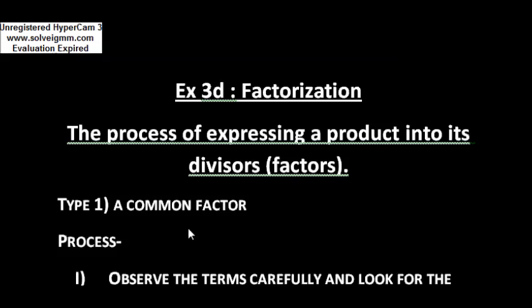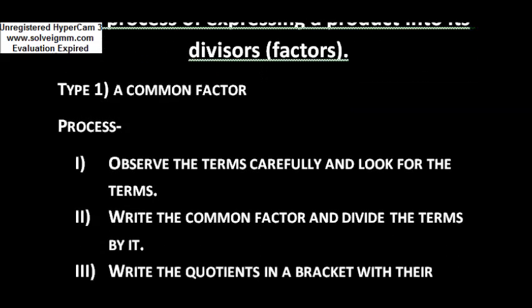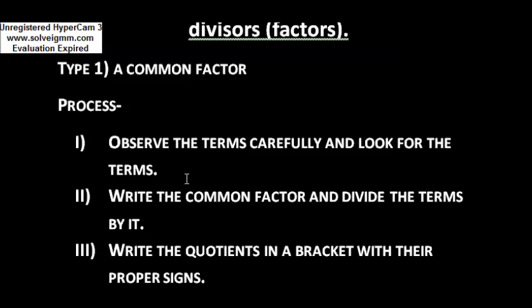The simplest form of the factorization is type 1, in which you can factorize the given term by taking a common factor. So what is the process? First of all, you will observe the terms carefully. In the question you will see which term is common. And then, number 2, write the common factor and divide the terms by it.